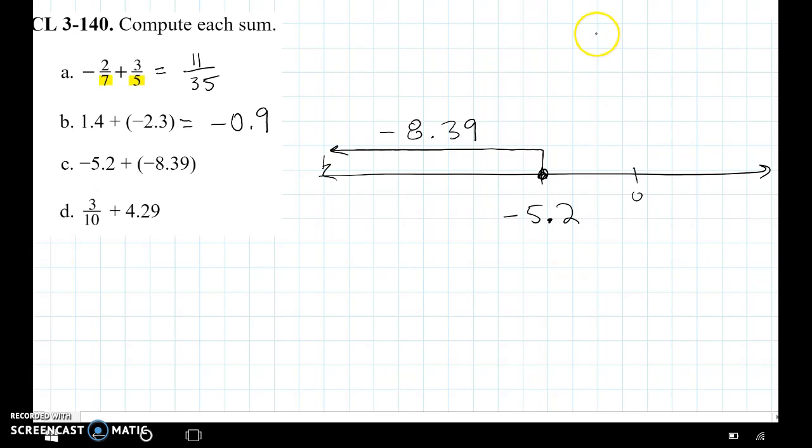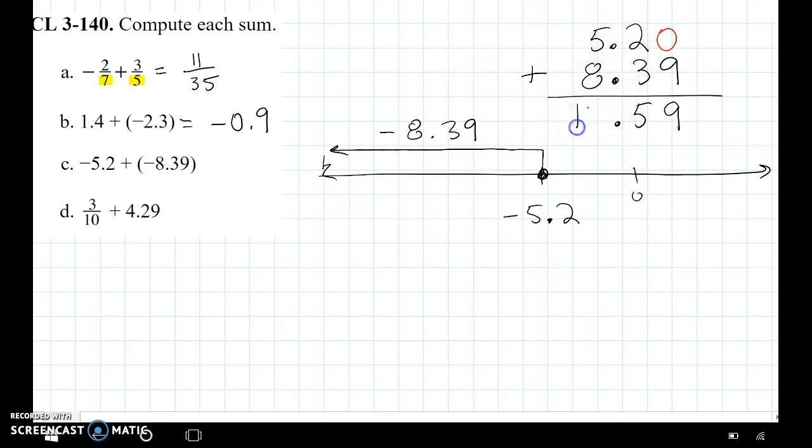So if I am already here and I'm adding that many more negatives, I'm lining up my decimal. I like having the same number of decimals here, so I'm going to add in a superficial 0. 9 hundredths plus 0 hundredths is 9. 2/10 plus 3/10 is 5/10. And 8 plus 5 is 13. So where do I end up? I don't end up at 13 and 59 hundredths. I end up at negative 13 and 59 hundredths.